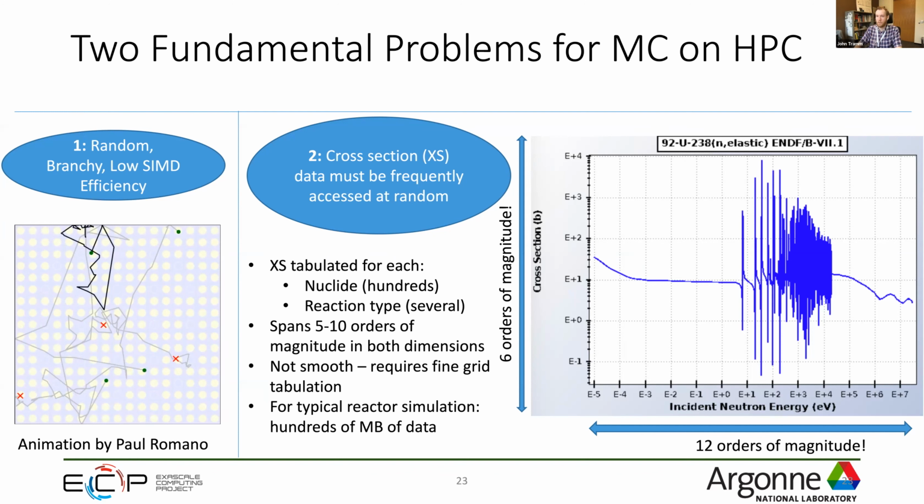And then the second issue, which is just as bad, is that the driving data that supports the statistical sampling in the code is something that's known as cross-section data. And so you can see here the probability of an interaction happening, which is known as the cross-section, is totally dependent on the energy, the speed the neutron is traveling at. And so you see these wild resonances that span over 12 orders of magnitude in energy and 6 or 7 orders of magnitude in probability.